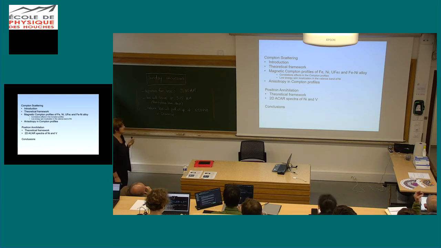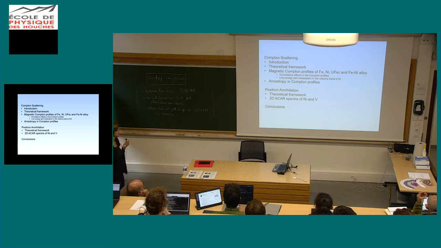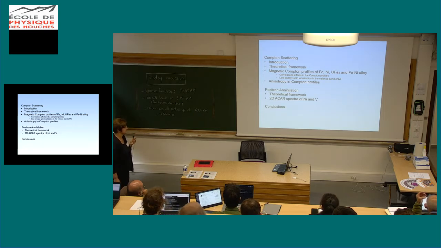Some topics you will hear are the correlation effects in the Compton profile, which I will discuss, and low energy spin localization in the valence band of nickel. I will talk also about the anisotropy in the Compton profiles, and in the second part of my talk I will discuss the positron annihilation. I will describe the theoretical framework and results we have obtained for the 2D ACAR spectra, two-dimensional angular correlated annihilation radiation, for nickel and vanadium, and I will try to sketch some conclusions.